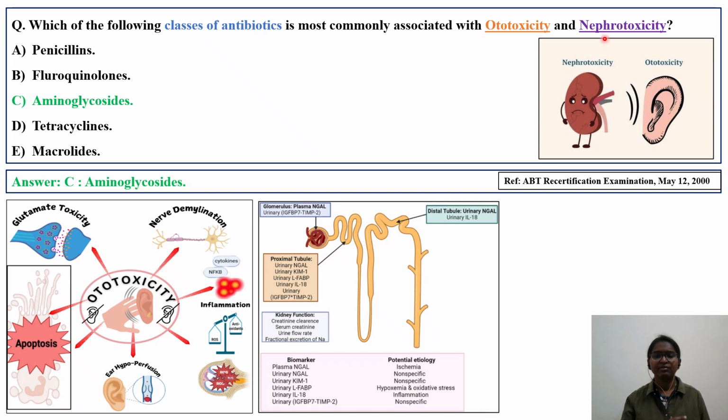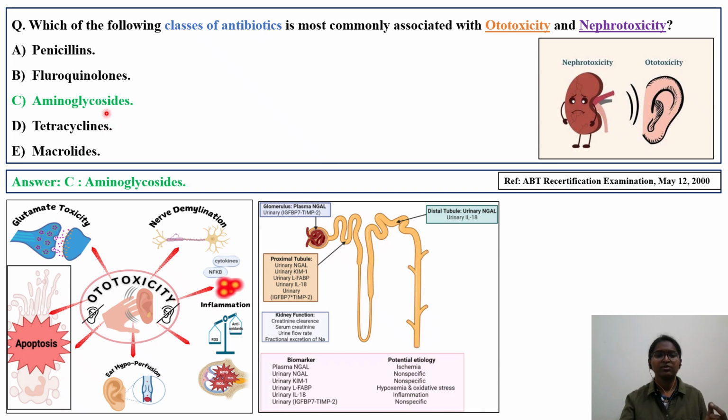So we need to identify the class of antibiotics which targets both the ear as well as the kidney, that is ototoxicity and nephrotoxicity. Option A penicillin, option B fluoroquinolone, option C aminoglycosides, option D tetracycline, option E macrolides. The right answer will be in the green text, that is option C, aminoglycosides.